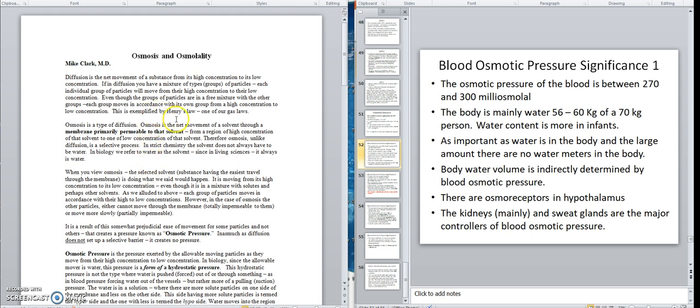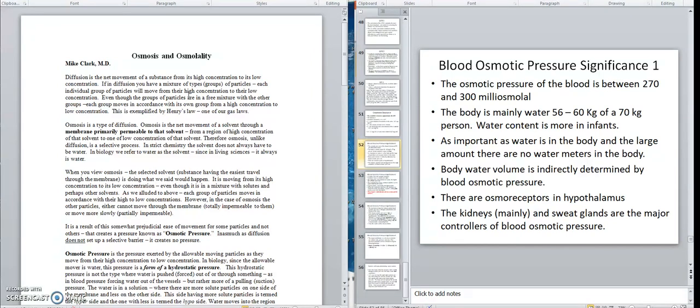All right. Now let's see what's the importance of this. We're dealing with the kidney, and the kidney we've been talking about can dilute and concentrate the urine. And this all has to do with its determination of blood osmotic pressure. So that sets the stage.